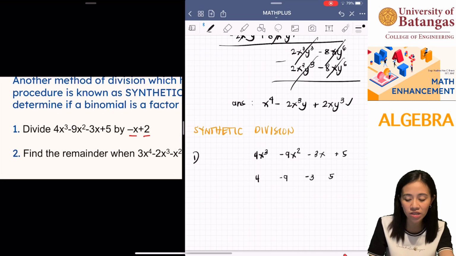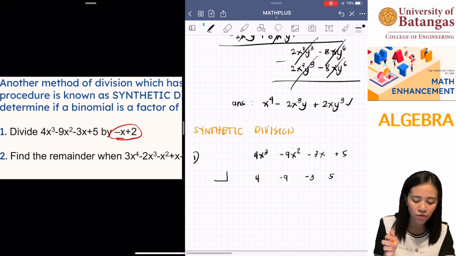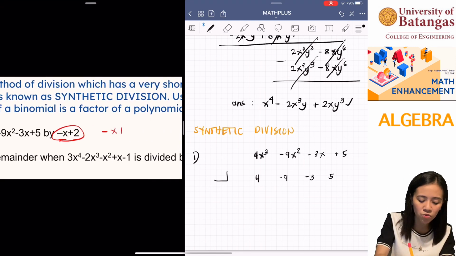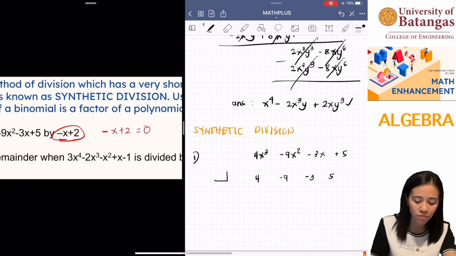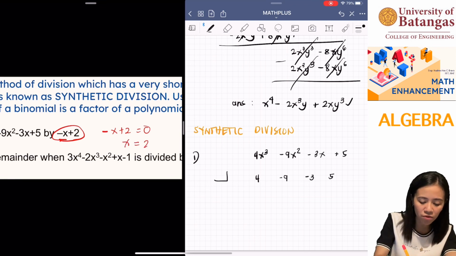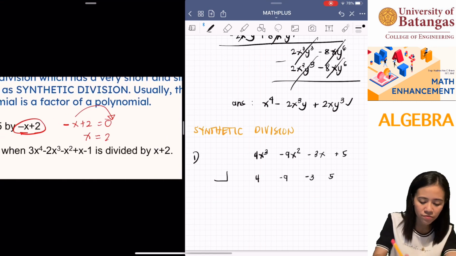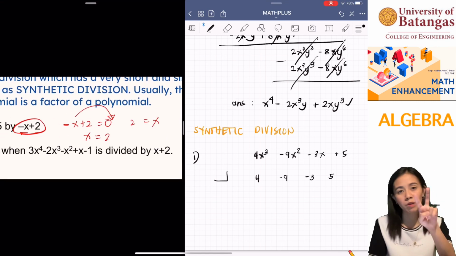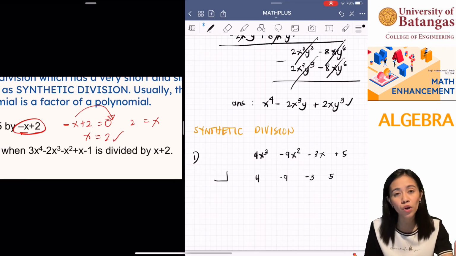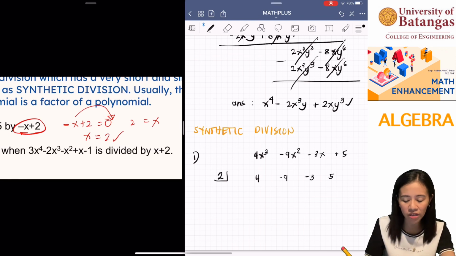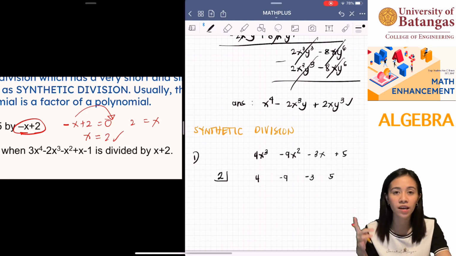And then, we're going to synthetically divide this by your divisor, which dapat naka-equate siya sa 0. So, if you have negative x plus 2, you have to equate this to 0, and then solve for x. Ibig sabihin, your x is equivalent to 2, diba? If you transpose this to the right, magiging 2 is equal to positive x. Pinagpalit ko lang ng posisyon, kasi similar lang naman yun. So, x is equivalent to 2. Kung ano man yung value ng x mo, yun yung isi-synthetically divide natin from 4, -9, -3, and 5.